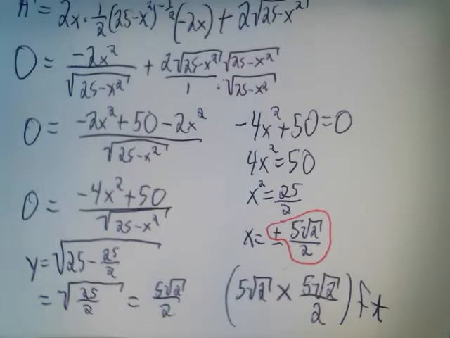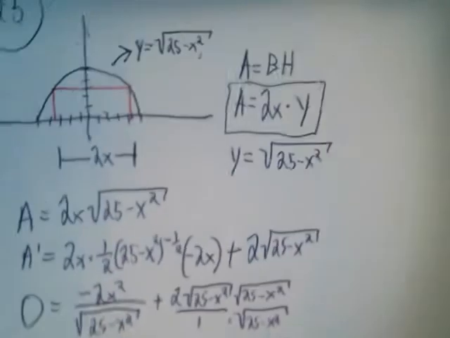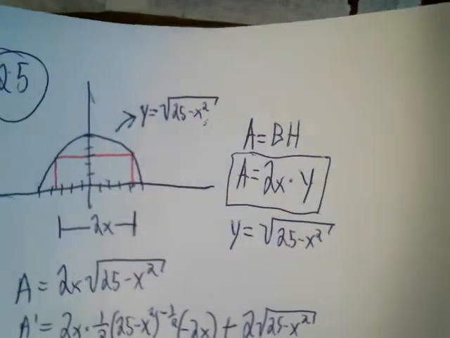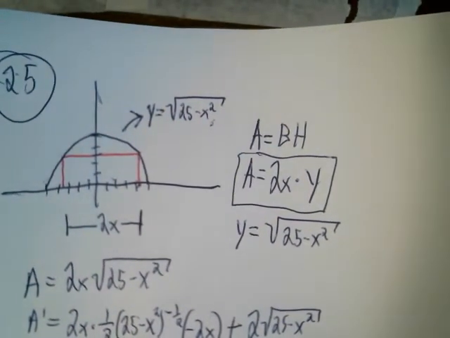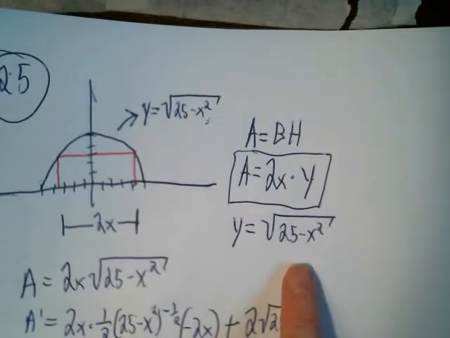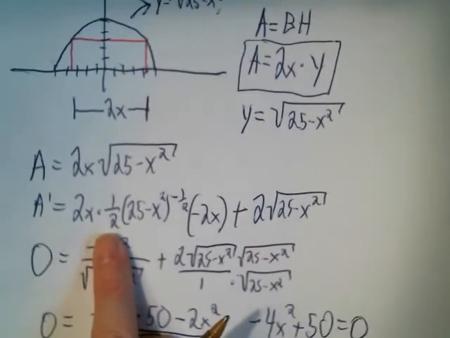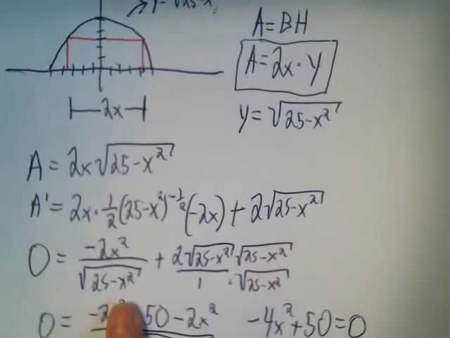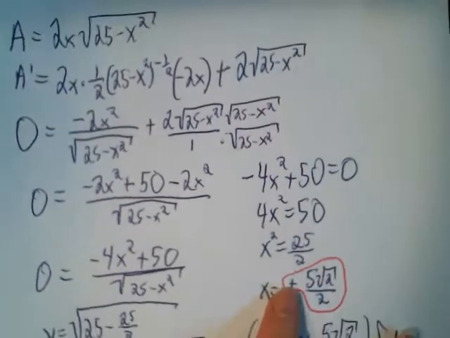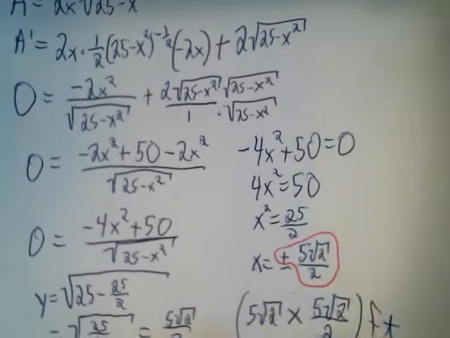Okay, so that's pretty much how these work. You find a constraint formula, you find an optimization formula, and then you use a constraint formula to simplify your optimization formula. And then you take the derivative of the optimization formula, find the critical number, and usually that's going to be your solution. Okay.